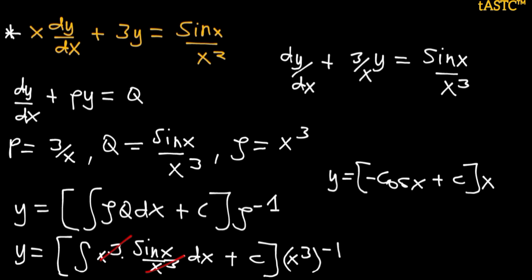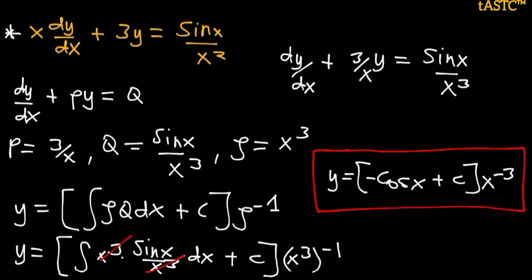And so on this other side, we're going to have x to the negative 3. That is because multiplying 3 by negative 1 would leave us with a negative 3. So this is actually the answer to this question. Y is equal to a negative cosine x plus c, and all multiplied by x raised to the power of negative 3. So that will be the final answer.